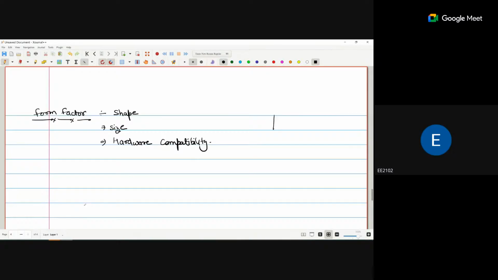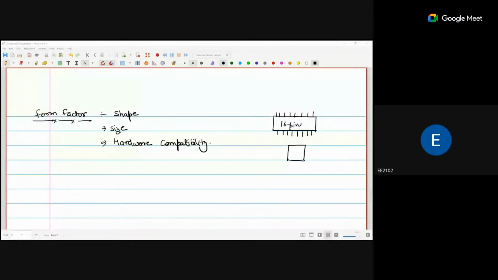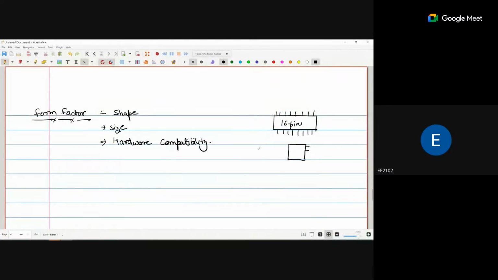In the analog lab as well as other labs, the IC will be like that. It is 1, 2, 3, 4, 5, 6, 7, 8, 9, 10, 11, 12, 13, 14, 15, 16. So this is a 16 pin IC. Second option is that we have this one. The IC is 1, 2, 3, up to 16.